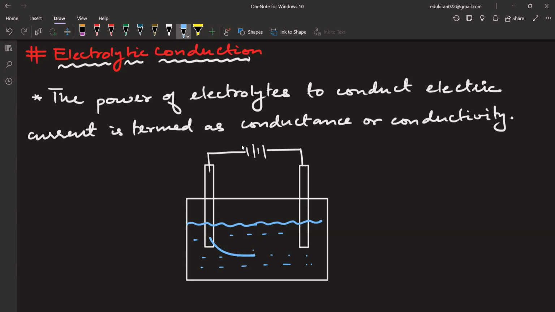Whatever current is flowing through the ions is due to the presence of charged ions, positive and negative ions. And this is how the conductance happens. Let me show you some more pictures if I can.